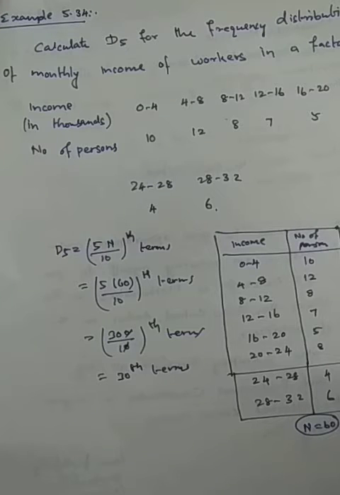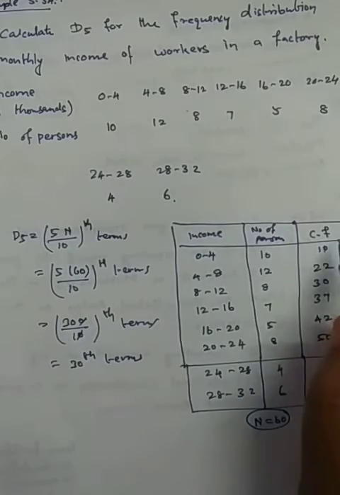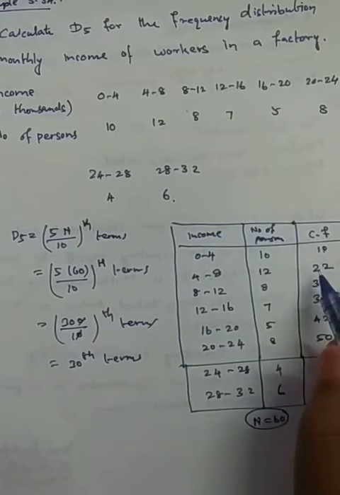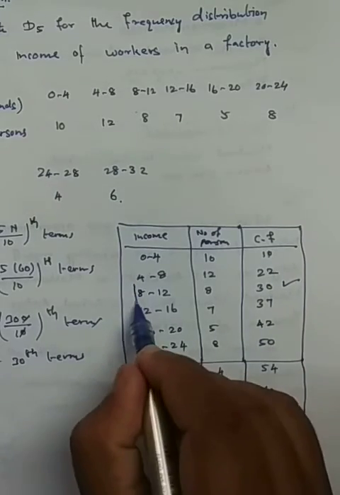In this, where is the 30th term coming in the cumulative? You can check it here. 10, 22, 30. 30 is straight away there. This you mark it.